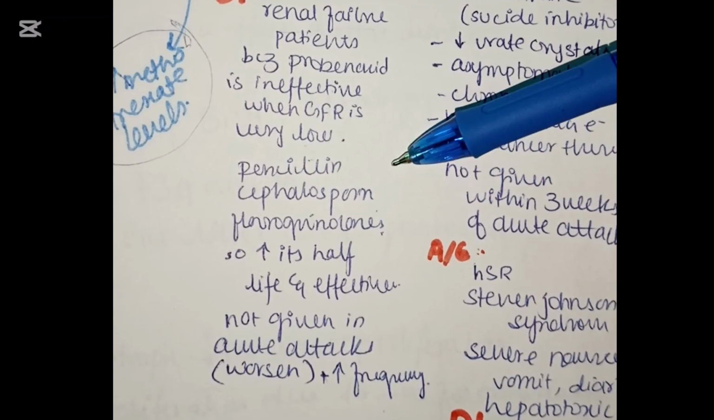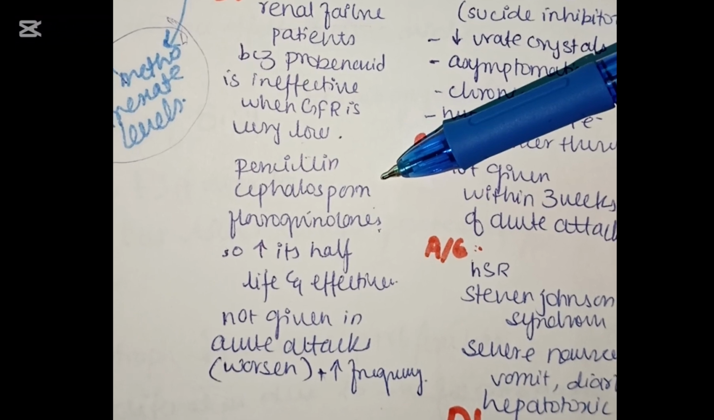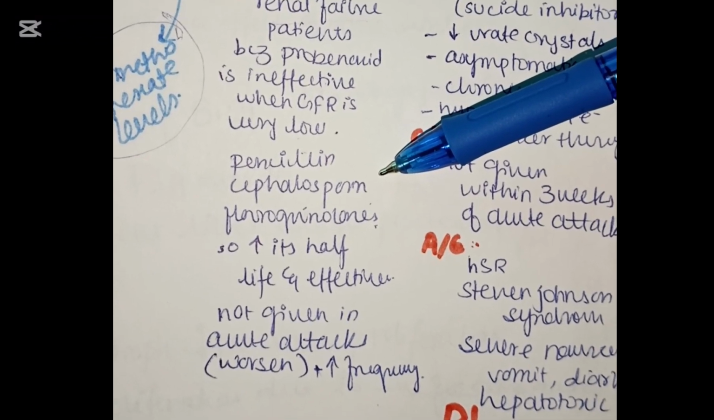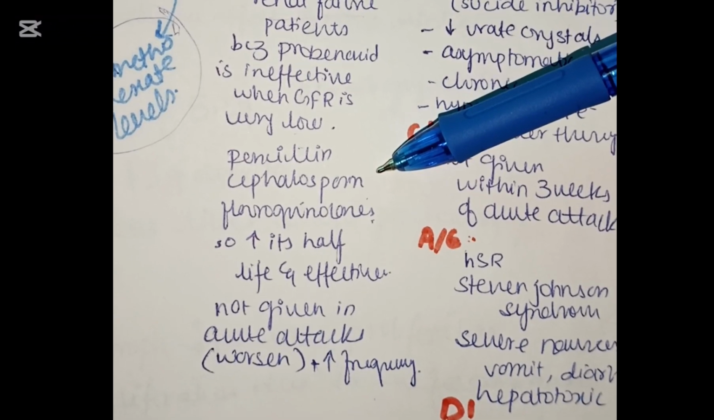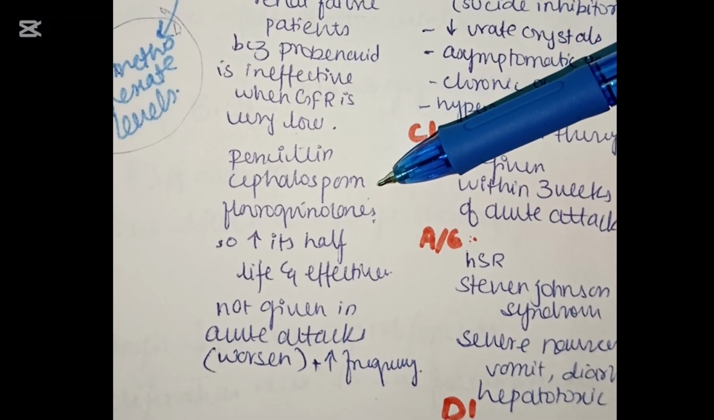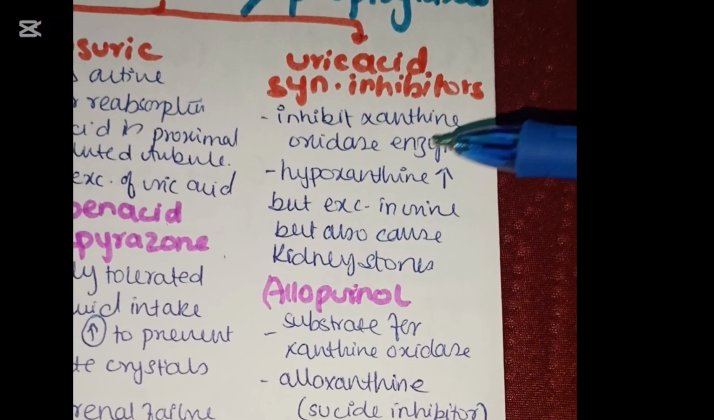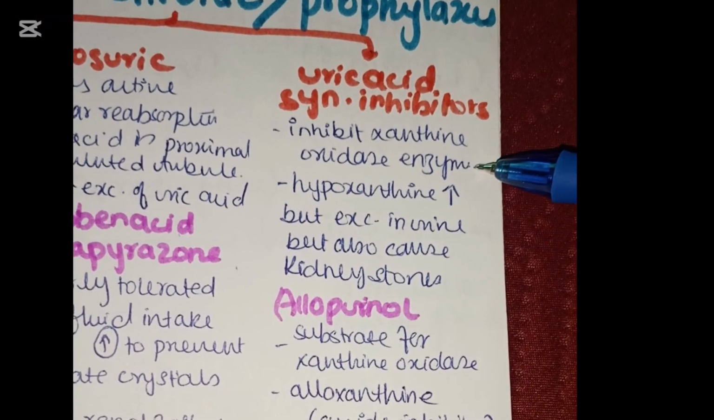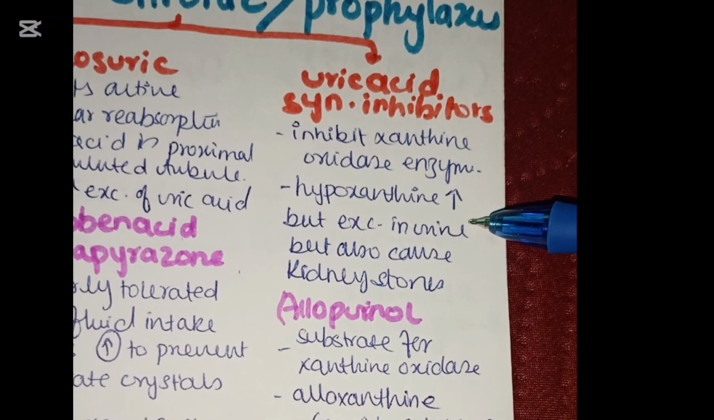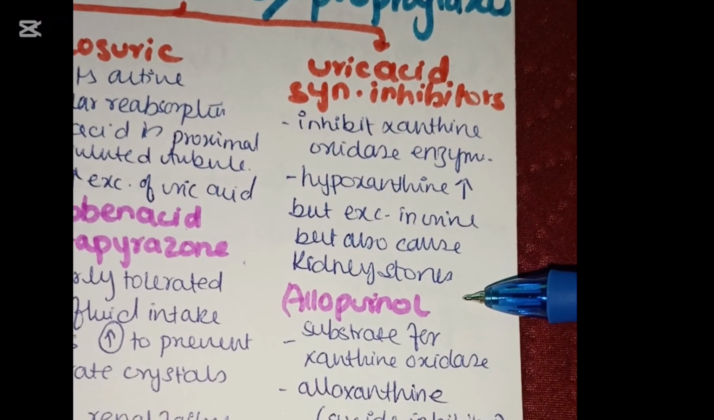It interacts with various drugs listed here, so it increases their half-life and effectiveness. It is not given in the acute attack because it will worsen and increase the frequency of the gout. Now come the uric acid synthesis inhibitors. It inhibits xanthine oxidase enzyme, thus hypoxanthine is increased, causing kidney stones. Allopurinol comes under this class of drugs.